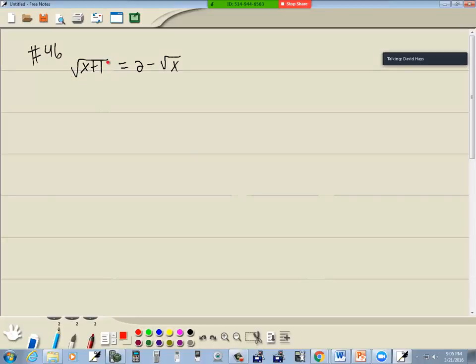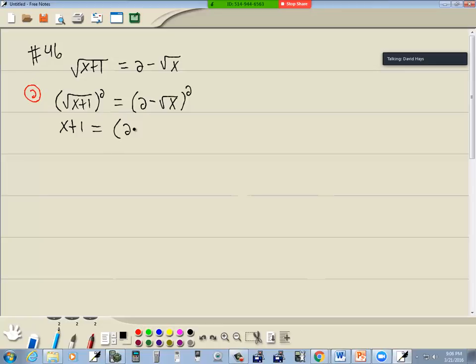Now notice I was very specific. I said get a radical by itself. So step 2. Raise both sides to a power equal to the index. Well, these are square roots again, so I'll square both sides. Now over here, our index matches the power, so they cancel each other away. So we've got x plus 1.